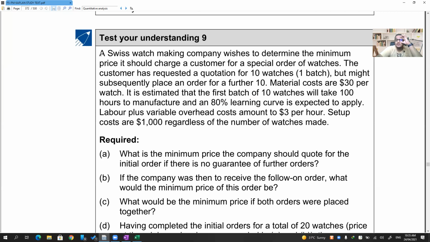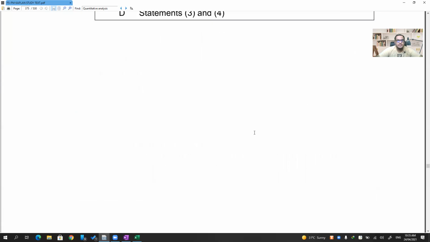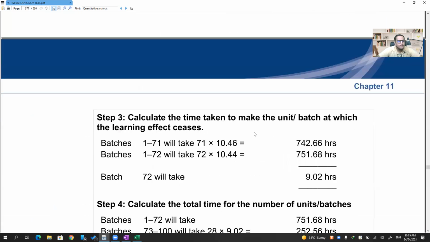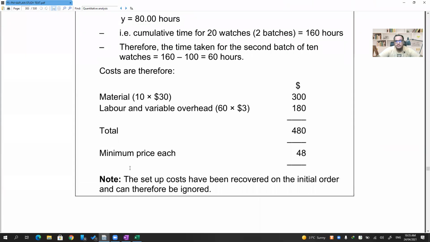180 divided by 10 units, $18 per unit plus 30 material cost. So 48 would be the total cost. Sorry for that. 48 would be the total cost. Yeah, minimum price would become 48.